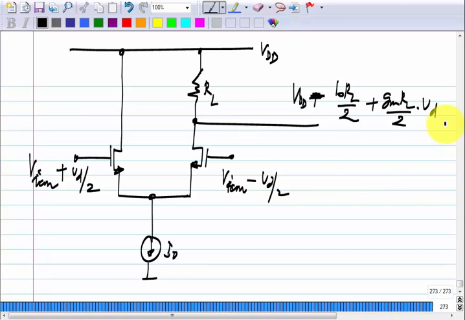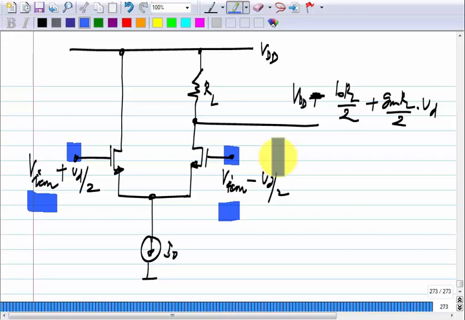No, I have not done anything yet. I just wrote the symbol. We have not yet figured out how to get this VICM plus VD by 2 and so on. Just imagine that however the voltage got here, VICM denotes the bias voltage and VD denotes the incremental voltage. How exactly we supply the voltage, I have not yet used.